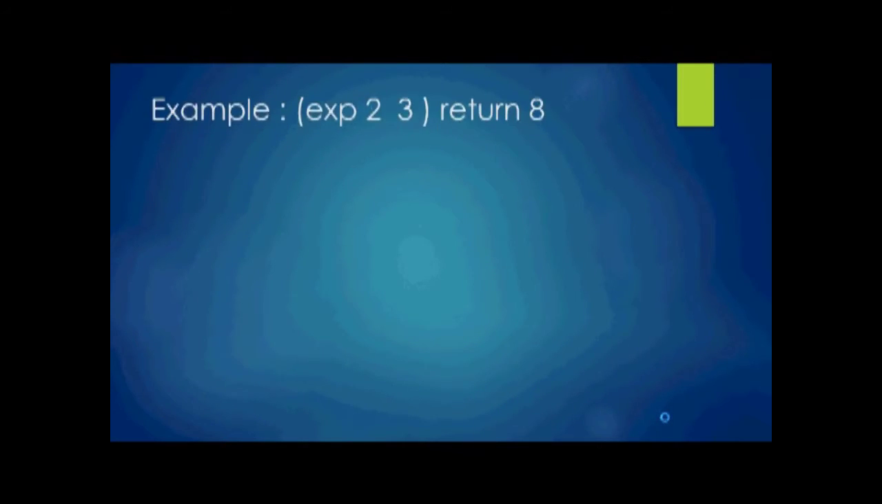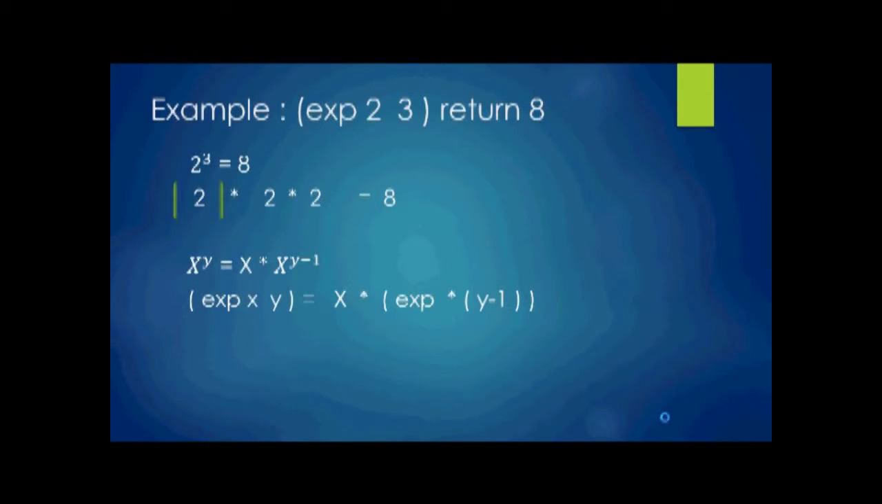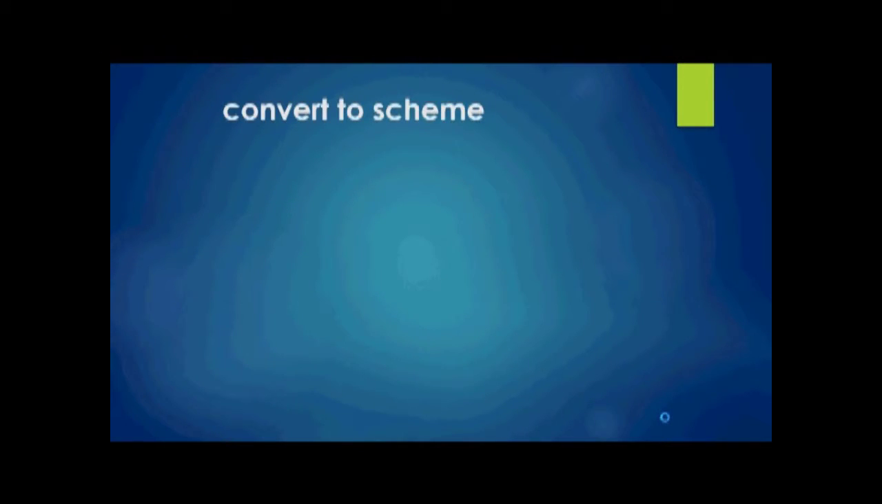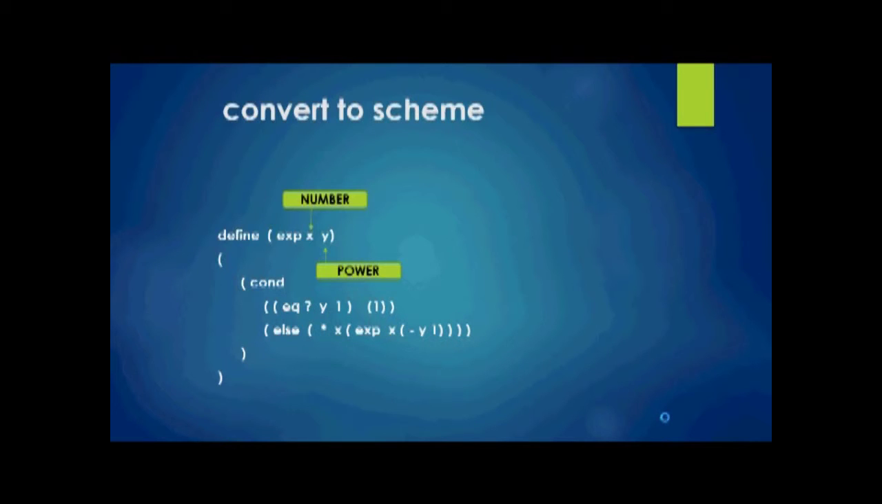Example: x^y. For 2 to the power 3, the function will return 8. How to do this in Scheme. 2 power 3 equals 8, that is 2 * 2 * 2 equals 8. We will check as x^y equals x * x^(y - 1). Defining the function with x and y. X is the number, y is the power. If y is equal to 1 return x. Else x * x^(y - 1).